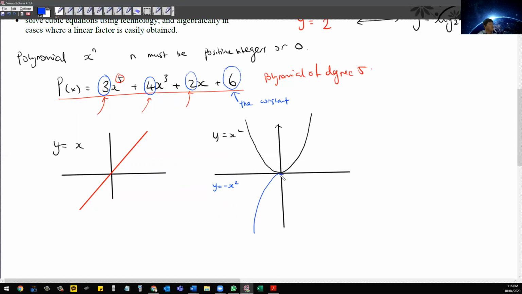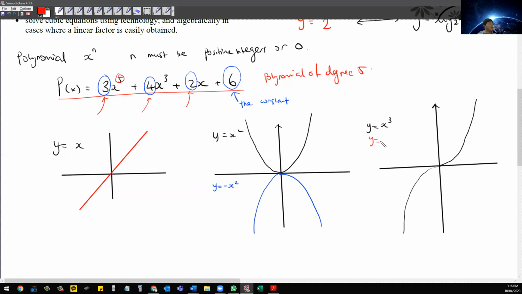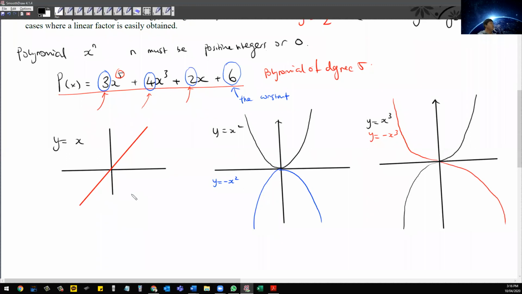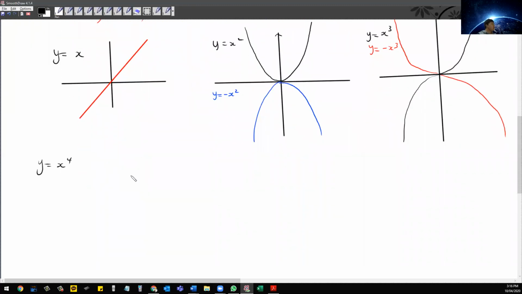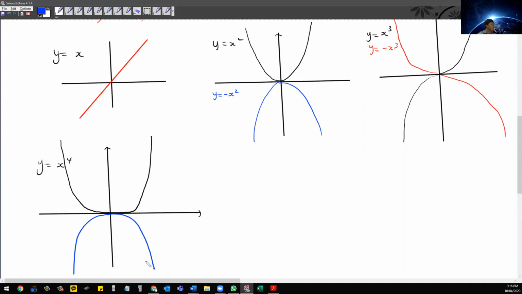The mirror image. Okay, and when you have y equals x to the power of 3, what does that look like? It looks like this. When you have y equals negative x cubed, it's just the other way around like this. And what about y equals x to the power 4? It looks pretty much the same as this one, but it's actually flatter at the bottom here, like this. And y equals negative x to the power 4 looks like that. And y equals x to the power 5 will look pretty much the same as the cubic one, but it's flatter.